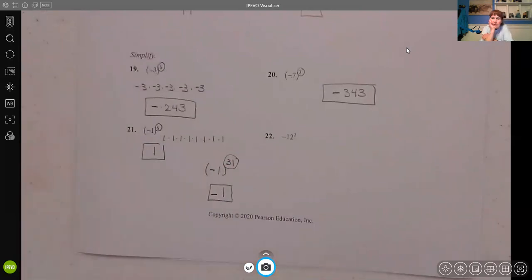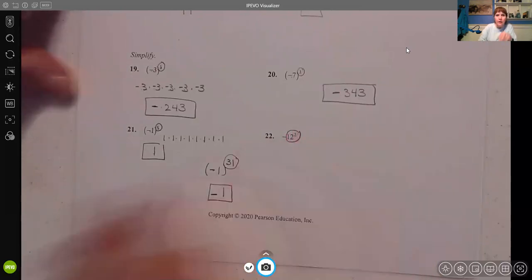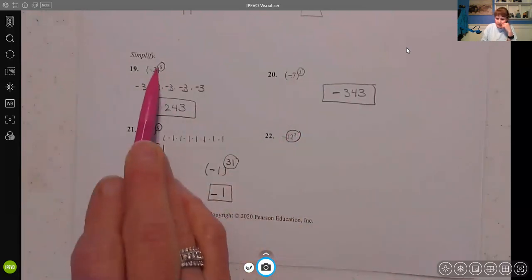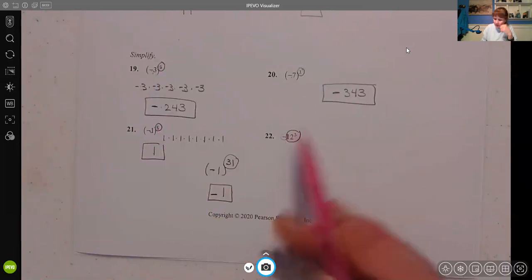Now 22, this is an important idea. If you look at 19, 20, and 21, they're all in parentheses. And all of a sudden we get to 22 and the negative is not in parentheses. What this means is that the negative is not a part of the squared unless it's in parentheses. Then it's a part of the power. Otherwise, you're going to take 12 squared and you get 144, and then you have this negative that stays.